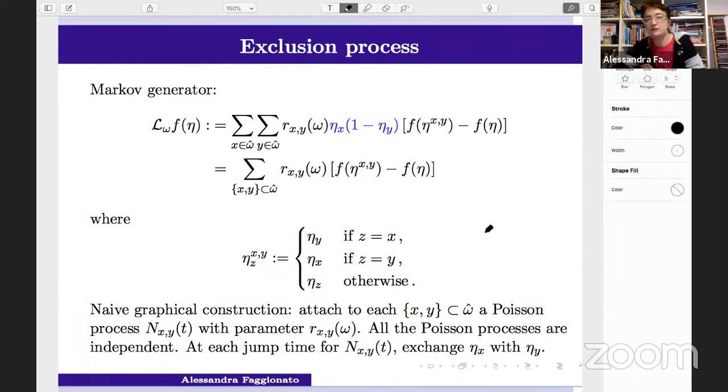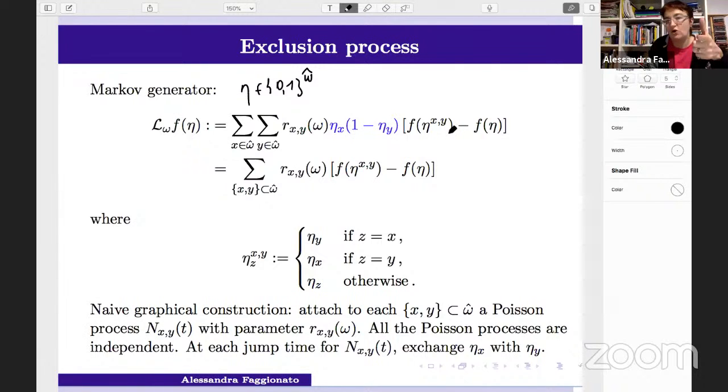To be rigorous, one can also write the Markov generator. Given a function F of eta, where eta is an element of {0,1}^Ω̂, the family of occupation numbers, the generator, which depends on the environment ω, applied to the observable F, is given by the sum over x in Ω̂, sum over y in Ω̂, of the probability rate to jump from x to y times this factor which encodes the hardcore interaction: eta_x times (1 minus eta_y).